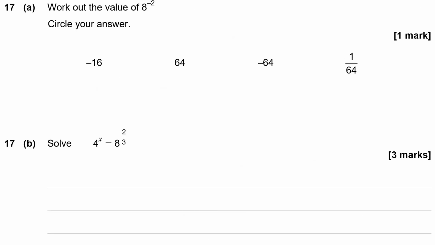Alright, question 17a. We've got a laws of indices question. Work out the value of 8 to the minus 2. So whenever you've got negative indices, you can treat that as a whole separate step actually. So the minus sign is one operation and the 2 is another operation. So whenever you've got a negative index, it means 1 over that same positive power. So 8 to the minus 2 is the same thing as 1 over 8 squared. And I know that 1 over 8 squared is 1 over 64, so that's my answer there.